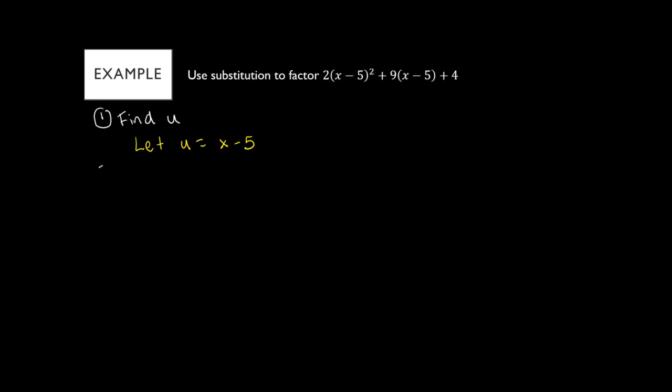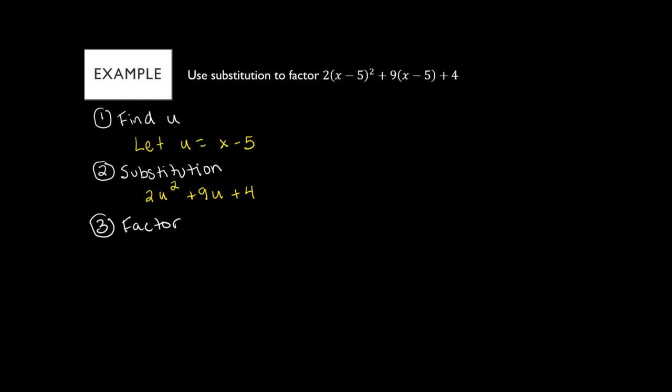So step 2 is to do the substitution. So when you substitute here, don't forget any numbers that you have in front. So we've got a 2 and then the thing in parentheses that's squared. So the x minus 5 squared is going to become u squared. And then I have plus 9u and then plus 4. So we did our substitution. And then step 3 is to factor.